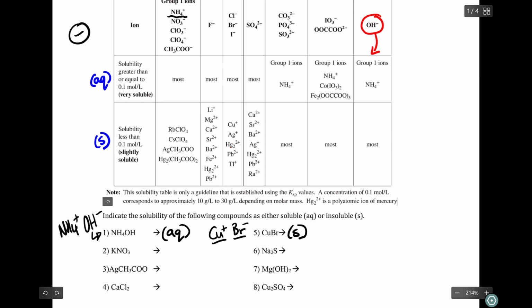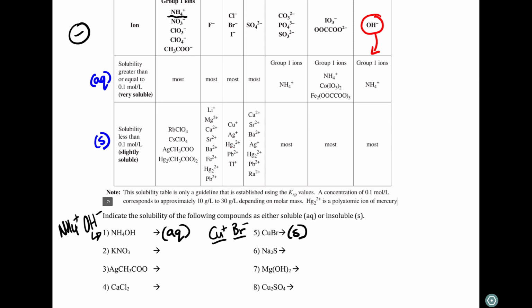Now, to be crystal clear, some copper 1 bromide is going to dissolve in water. It's just not going to make this amount. 0.1 moles will not dissolve in 1 liter of water. That's the cutoff of what is soluble and what is not soluble. So what I'd like you to do now is solve for the rest of these problems down here. So hit pause, and when you're done, come back and we'll go through the answers.